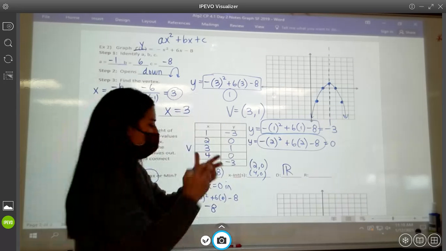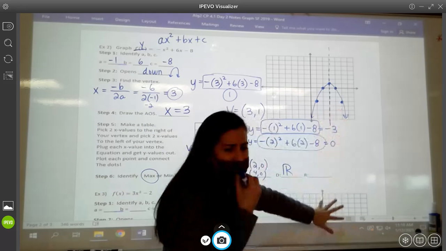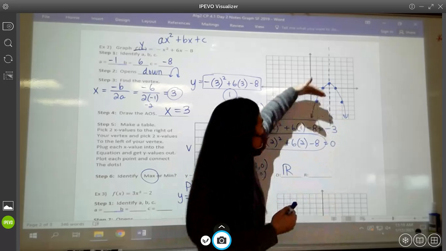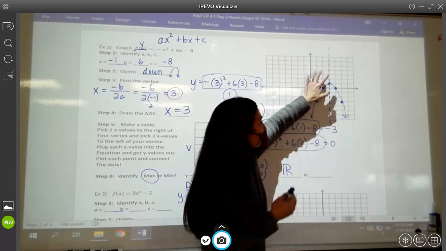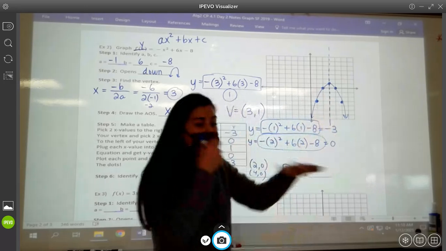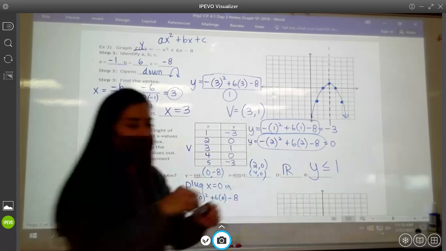The range, though. The y values, it looks like they're all down here going to negative infinity. But I can clearly see that the highest y value on this graph is positive 1. And then all the other y values are smaller than that. So that would be y's that are less than or equal to 1.